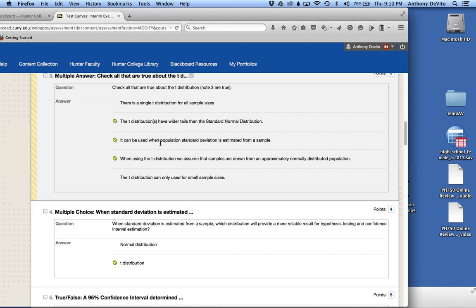Okay, so that's true. It can be used when, again, talking about the T distribution, it can be used when population standard deviation is estimated from a sample. Well, in fact, that's most of the time when you will use it, right? You don't need a T distribution if you know a population. Or when the sample size is small, you especially need it to make up for that increased variability. So that's true. That's really the function of the T distribution, is to give us an idea of what the standard error should be for different sample sizes, or what the critical value has to be for different sample sizes.